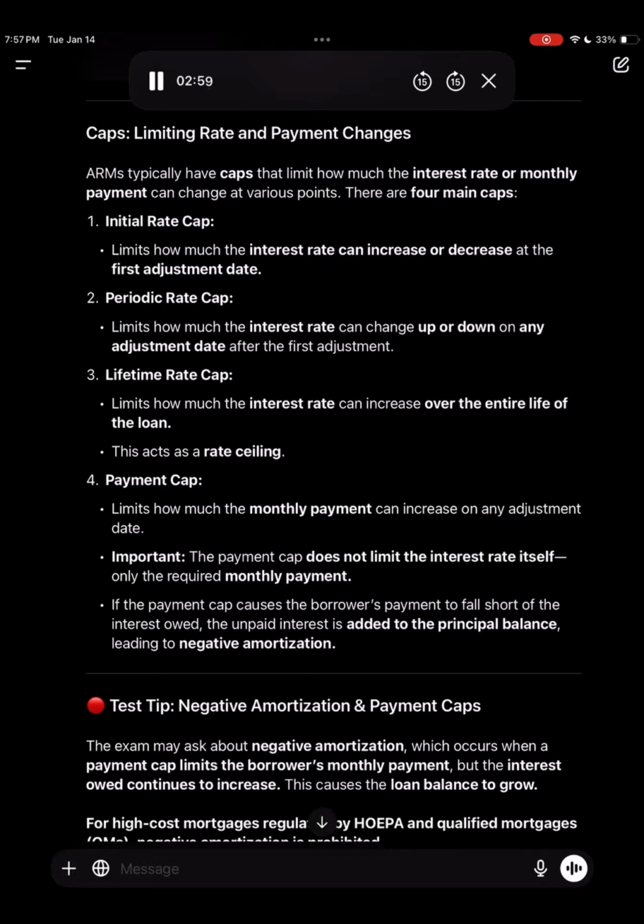4. Payment cap. Limits how much the monthly payment can increase on any adjustment date. Important, the payment cap does not limit the interest rate itself, only the required monthly payment. If the payment cap causes the borrower's payment to fall short of the interest owed, the unpaid interest is added to the principal balance, leading to negative amortization.